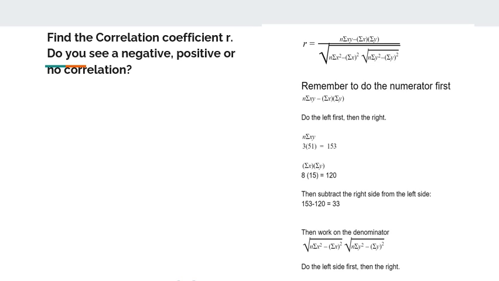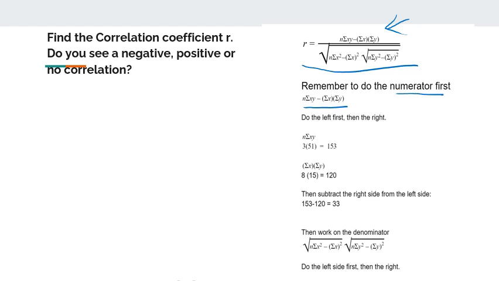So here we go. Here's our equation, and we're just going to go ahead and plug everything in. When you're dealing with an equation that's this complicated, the best thing to do is break up the pieces. First thing you need to do to break this up is to do the numerator first. What's the numerator? It's the top piece. So we're going to work on the top piece. This is the top piece right here.